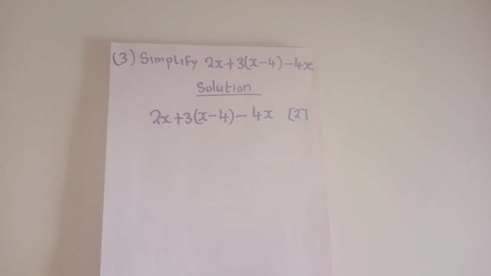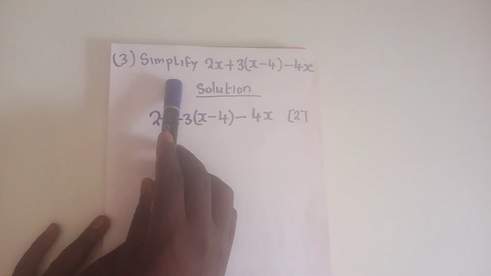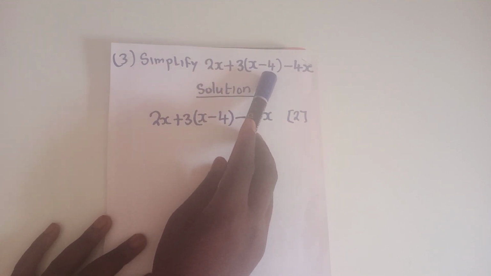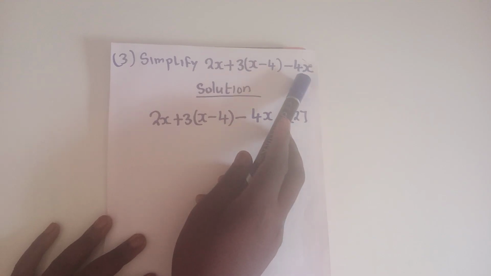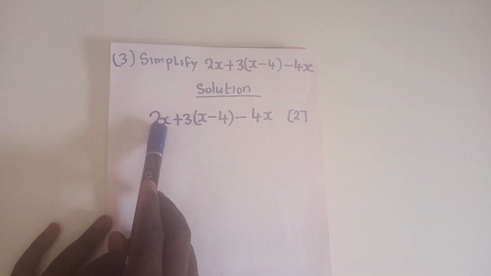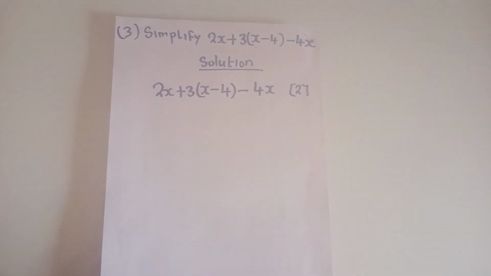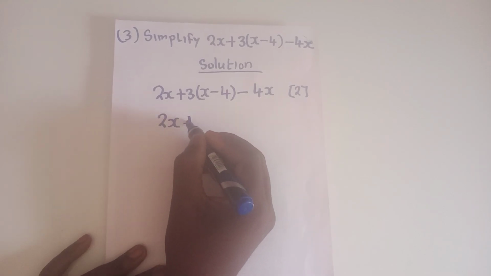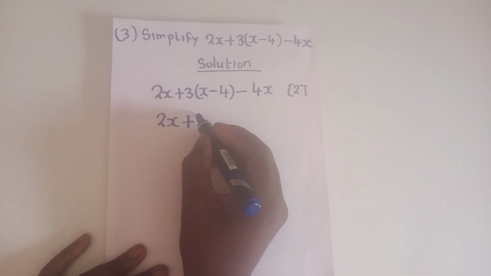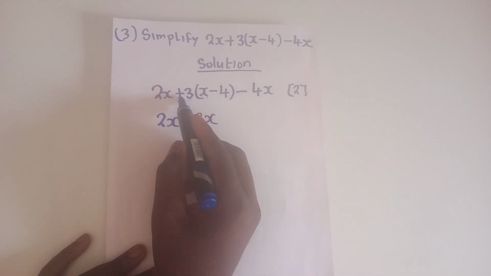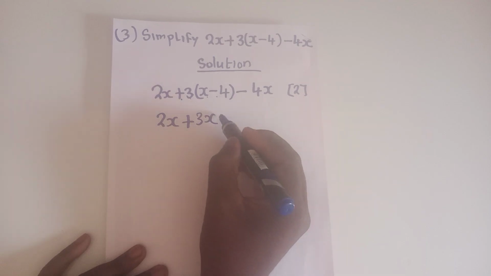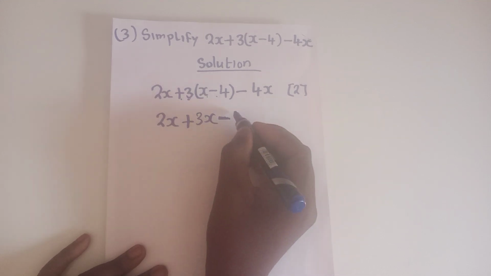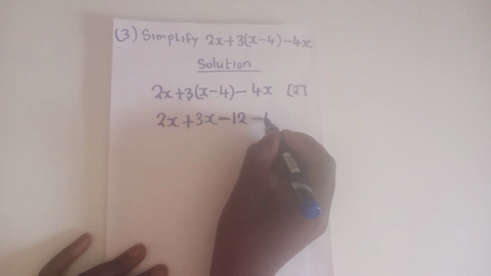Now we are on question 3. Question 3 says, simplify 2x plus 3, open brackets, x minus 4, close, minus 4x. So you copy the question the way it is, which is what I've done here. So you bring this one the way it is, which is 2x plus 3 times x, it's 3x. Positive times negative, what do you get? You get a negative. 3 times 4, what do you get? You get 12. Minus 4x.